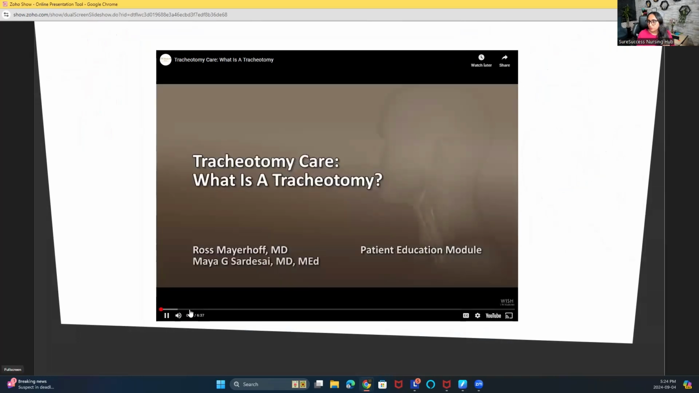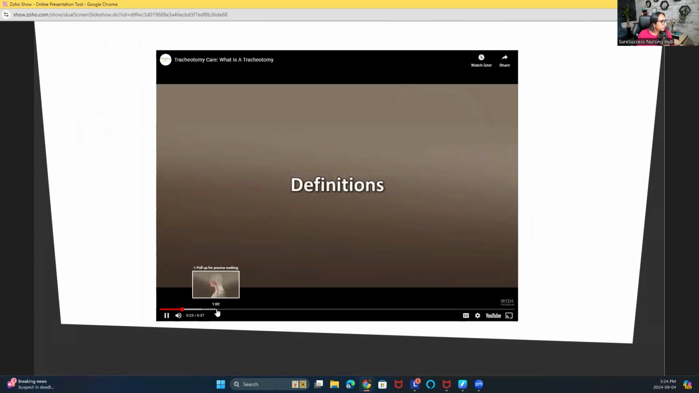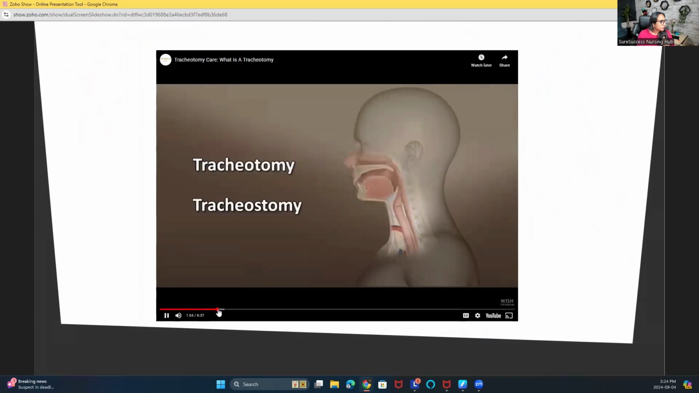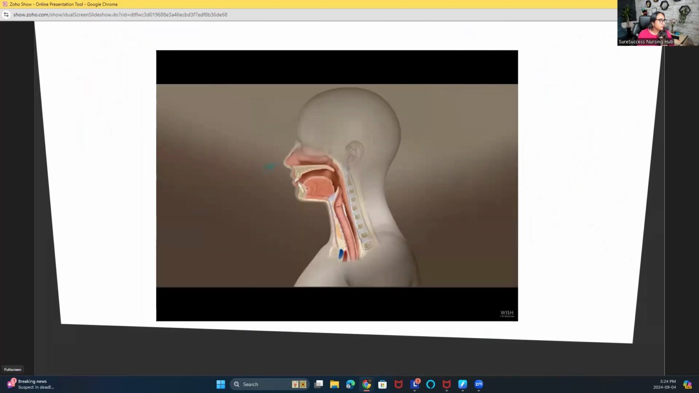Welcome to the University of Washington Tracheotomy Care Training. After a tracheotomy, we'll start with some basic definitions. The normal upper airway starts at the nose and the mouth. It connects in the back of the throat and goes down to the larynx or voice box. Below the larynx, air passes to the trachea and to the lungs. A tracheotomy is typically placed about an inch below the larynx.